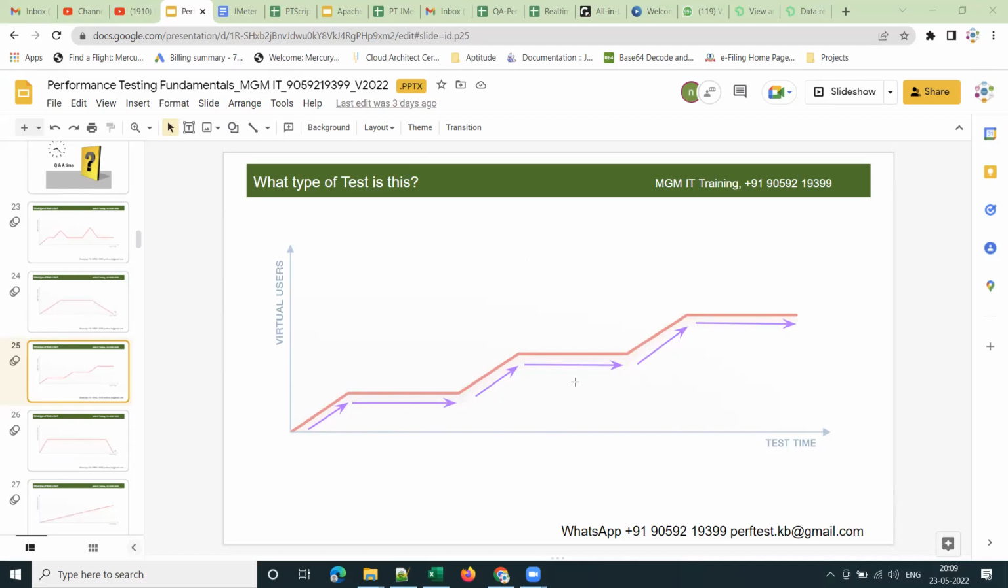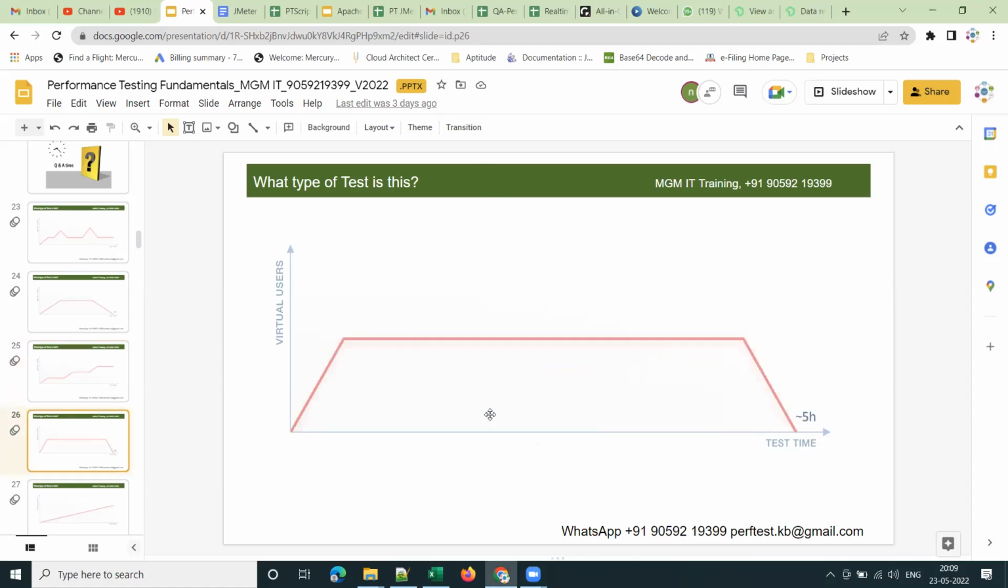So this graph represents a stress test. Clear, guys? We increase the user load until we find the application's breaking point. Is it clear, guys? Shall we move to the next graph? What type of test does this graph represent?